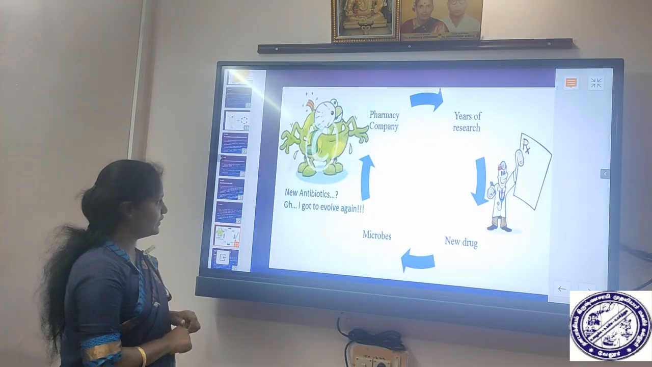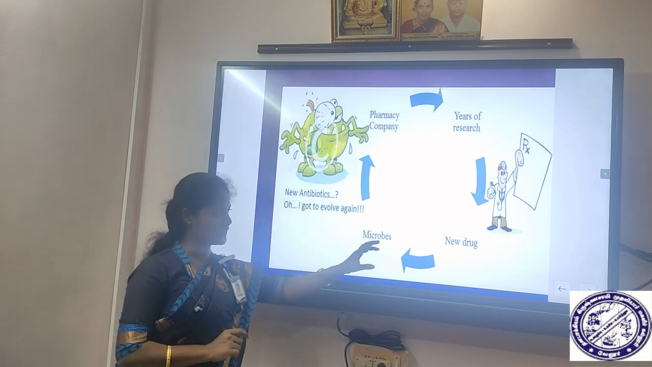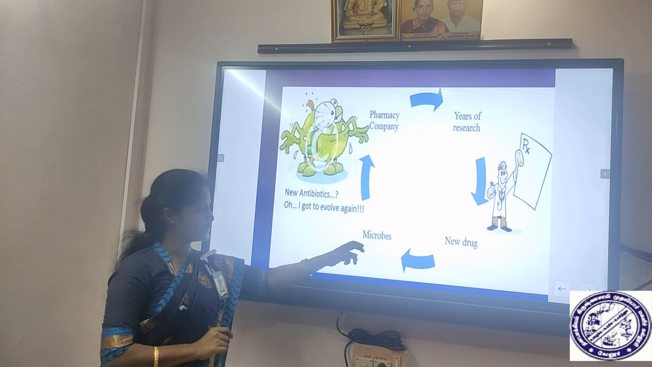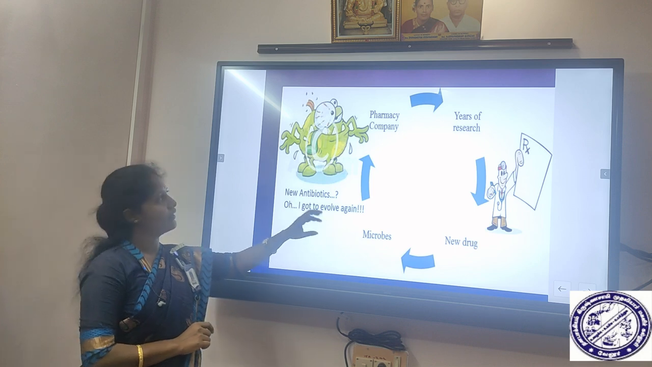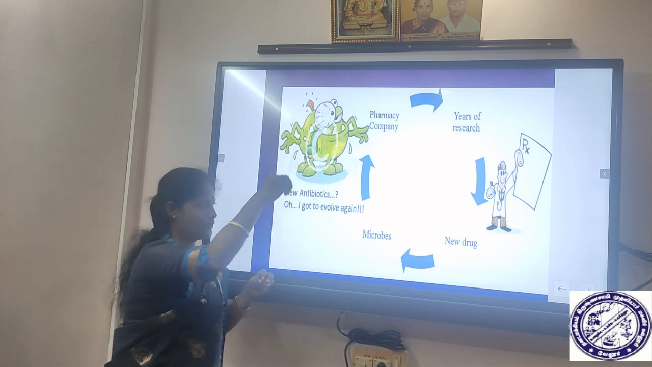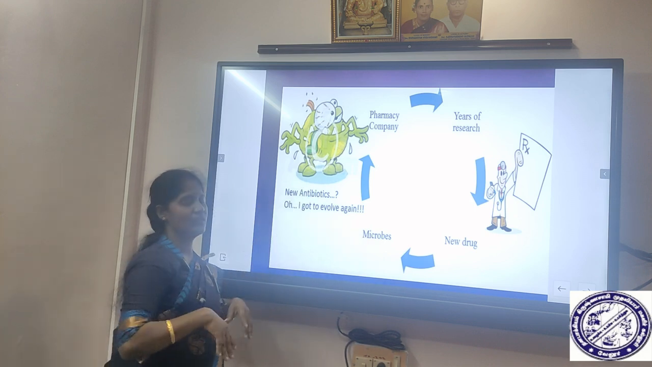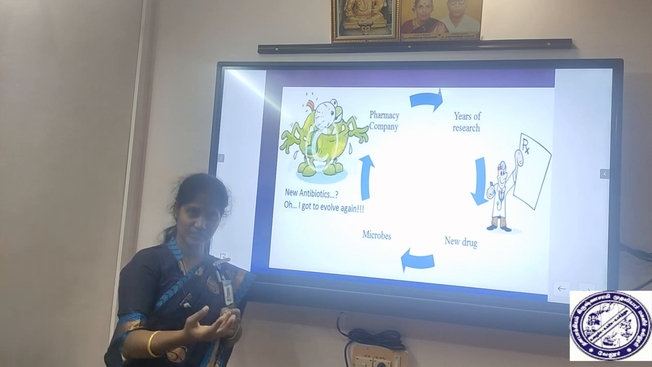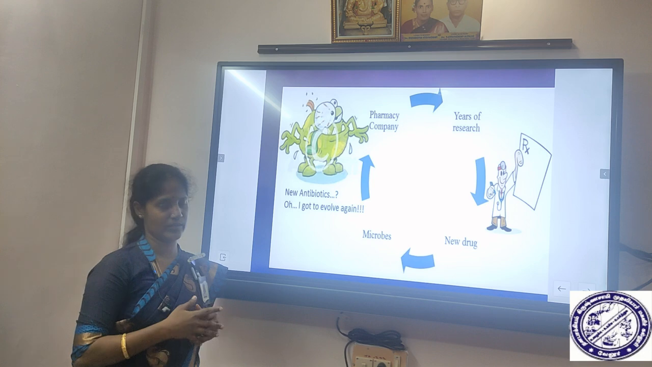Then see the slide. After years of research, scientists find a new drug, and this new drug is given for the treatment of a disease. So what do the microbes say? New antibiotics? Oh, I've got to evolve again. Then the pharmacy company again, after years of research, introduces a new drug to be given for the treatment of disease, and again the microorganism has to evolve again. So antimicrobial resistance is one of the famous phenomena which occurs in microorganisms very frequently.